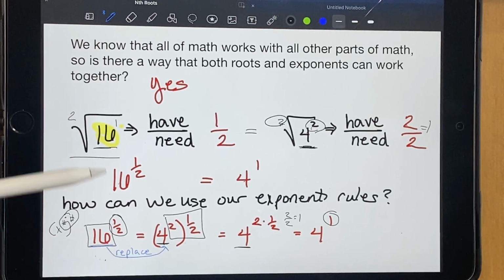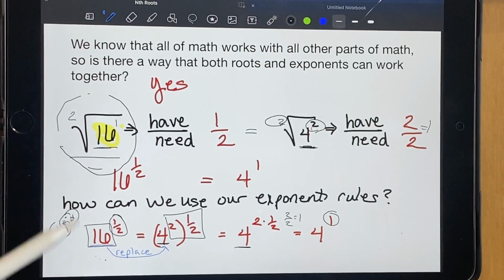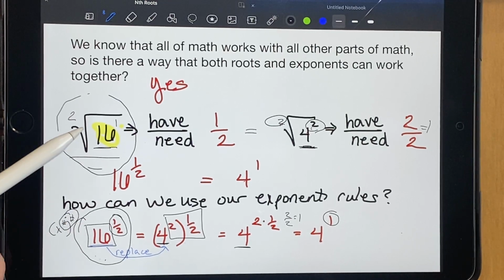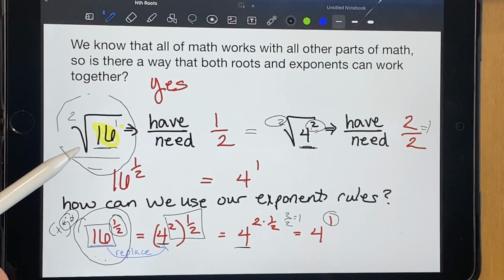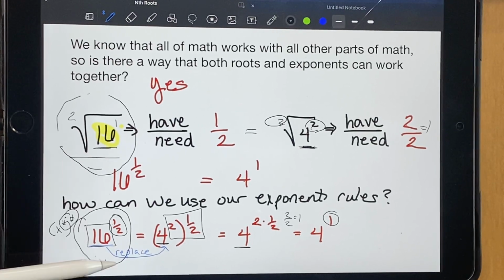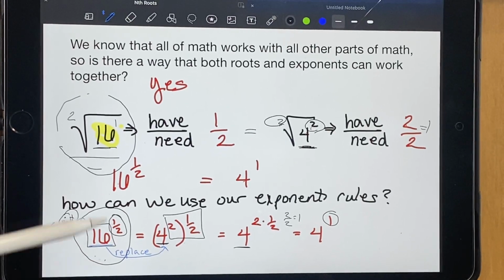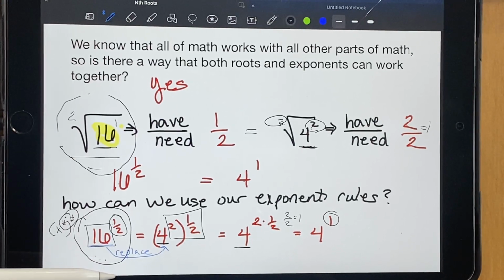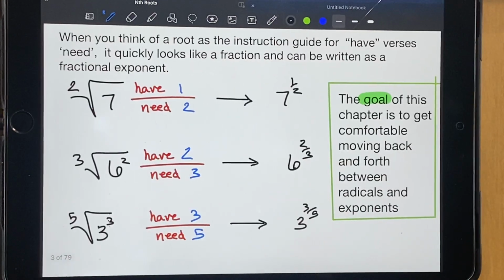So this is a way that now we get to go back and forth between having something written as a root and having something written as an exponent, because sometimes our root rules will help us simplify, but sometimes it might be our exponent rules that help us simplify. So now we have a way to turn our number into the form that makes it the easiest for our problem. So let's look at this one.